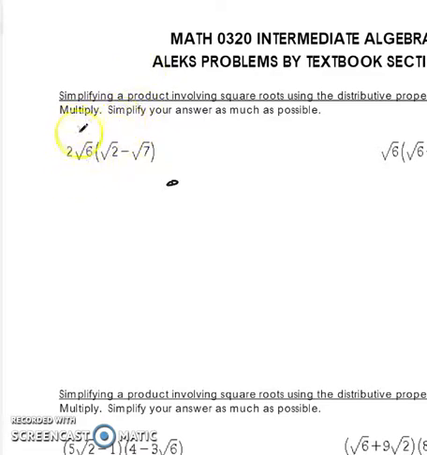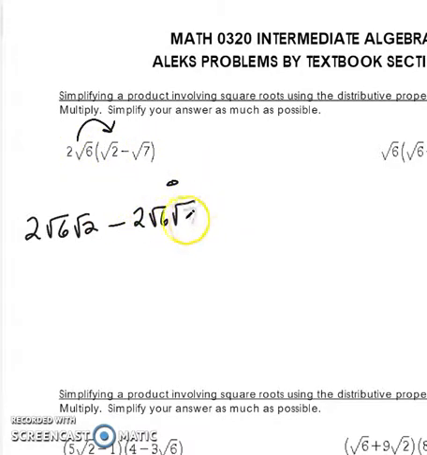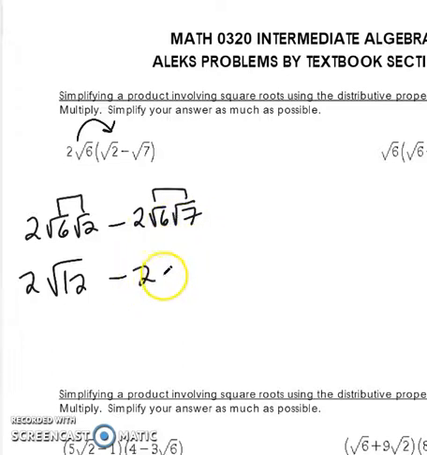So we're going to have what? 2 root 6 times root 2. Well, that's 2 root 6 root 2. Minus what? 2 root 6 root 7. Well, let's write that. 2 root 6 root 7. Now what can we do with these roots? We can combine them, right? Using that property we keep talking about. Go ahead and multiply them together. So we have 2 root 12 minus what? 2 root 6 times 7?